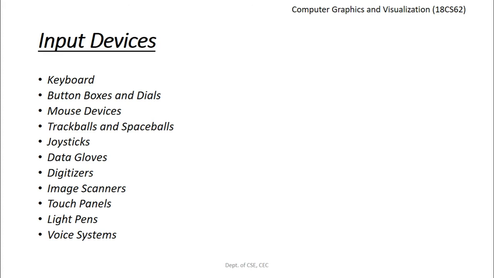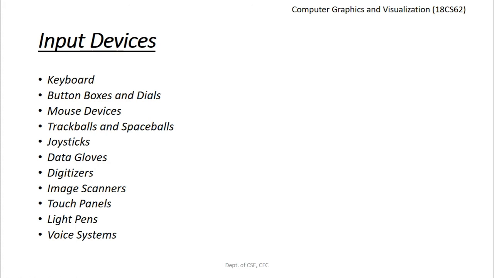The next type of input device that we have is called data gloves. Data gloves can be used to grasp a virtual object. The glove is constructed with a series of sensors that detect the hand and finger motions. Input from the glove is used to position or manipulate the objects in a virtual scene.